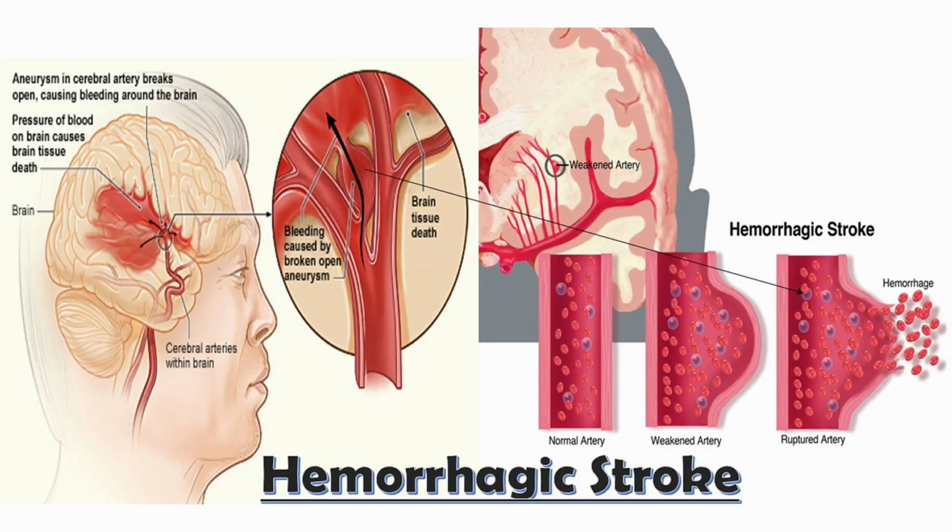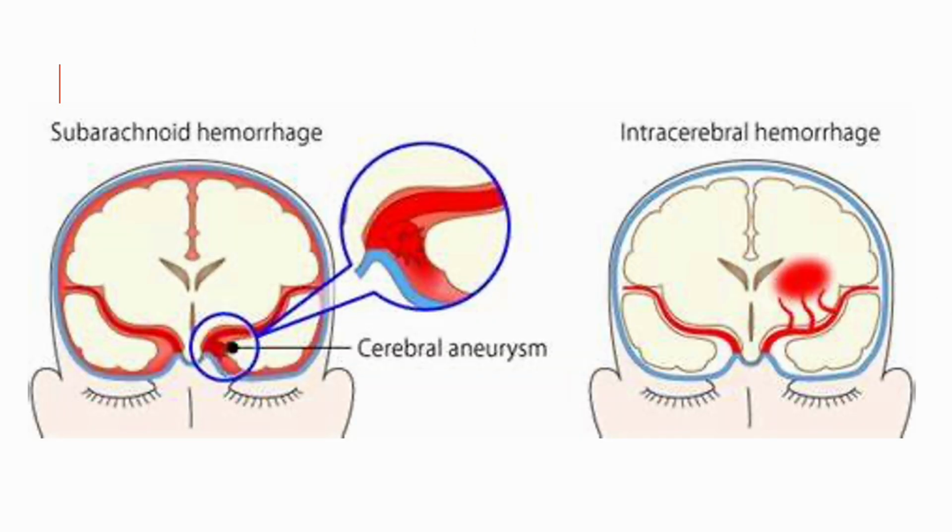A hemorrhagic stroke occurs when a blood vessel in the brain ruptures and bleeds. The bleeding vessel can no longer carry the blood to its target tissue and interrupts the brain's blood supply. Hemorrhagic stroke is commonly divided into 2 types: intracerebral and subarachnoid.